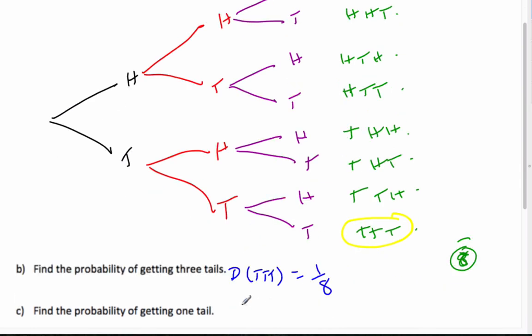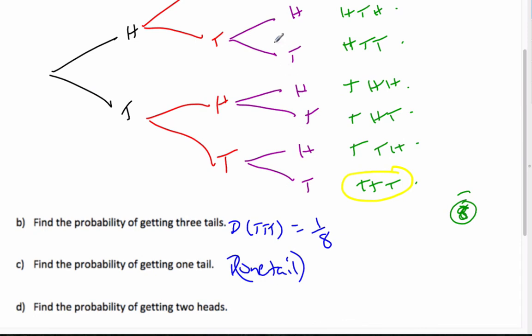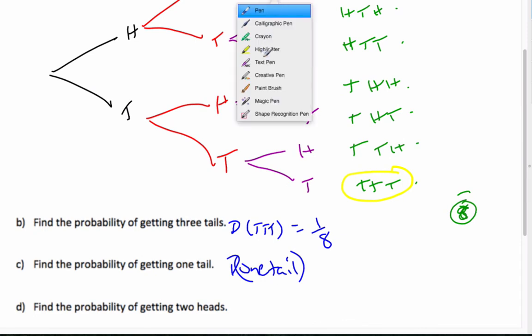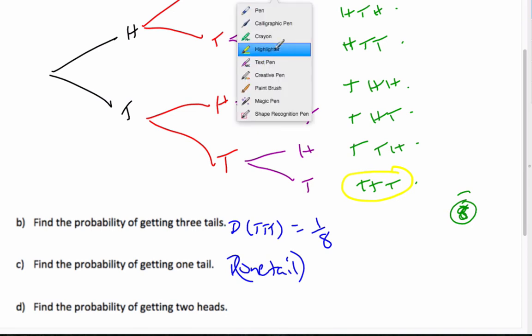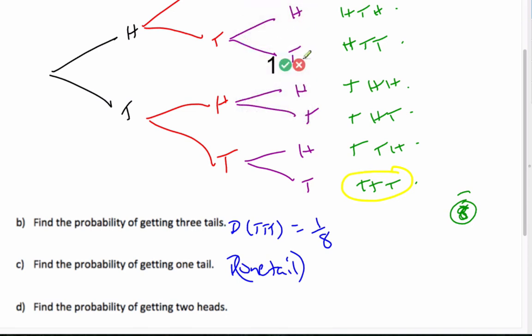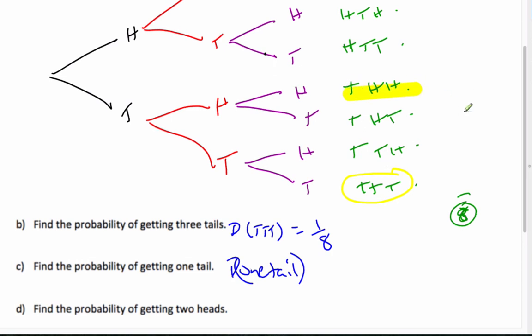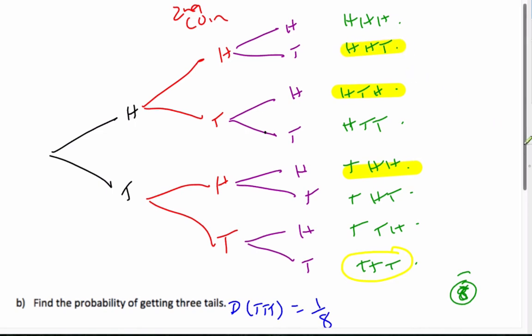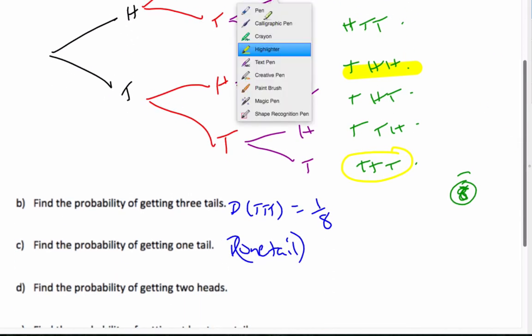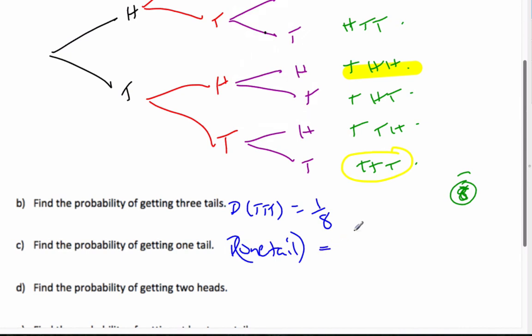The next one, what's the probability of getting 1 tail? Well, if I want 1 tail, let me highlight here. I'm going to highlight. And if I highlight here, I know I want 1 tail. Here is 1 tail. Here is 1 tail. And here is 1 tail. So in total, I get 3 out of 8.